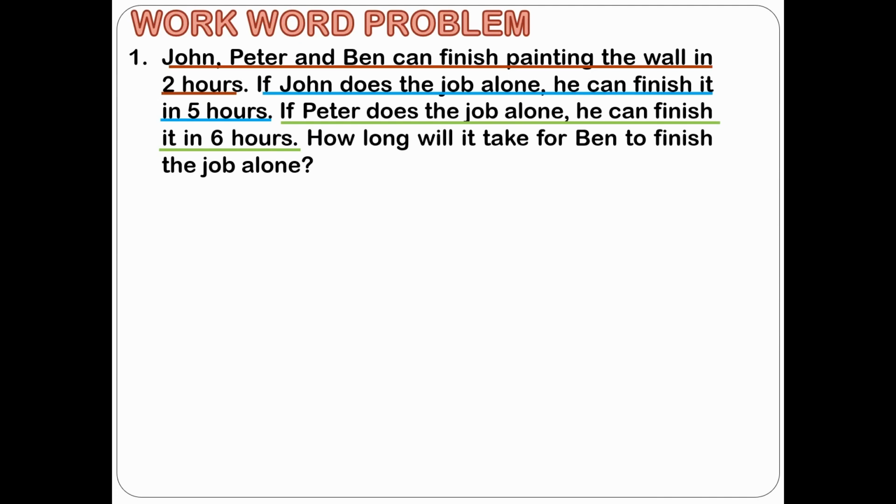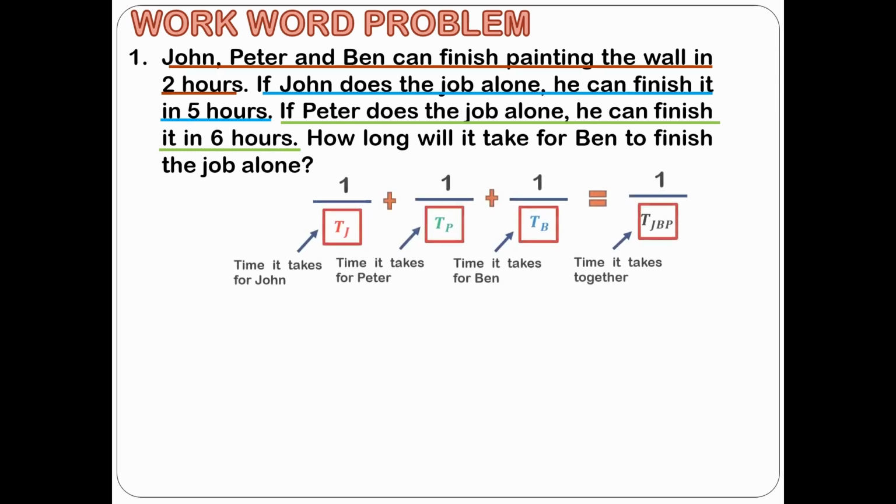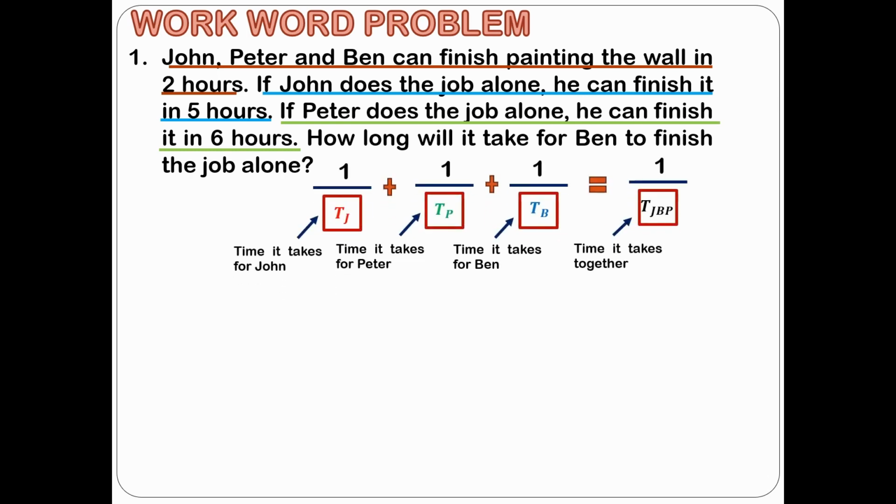Let's solve another problem, but this time it involves 3 persons. Here is our problem. John, Peter, and Ben can finish painting the wall in 2 hours. If John does the job alone, he can finish it in 5 hours. If Peter does the job alone, he can finish it in 6 hours. How long will it take for Ben to finish the job alone? The equation for the solution will look like this. Since we have 3 persons involved, the number of fractions in the left side is 3.